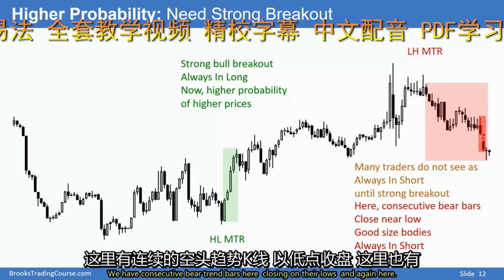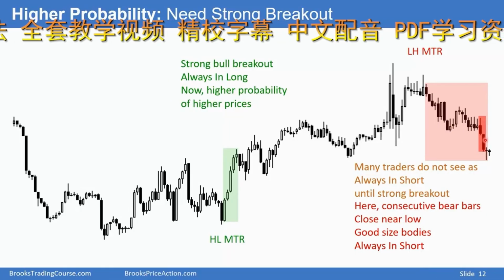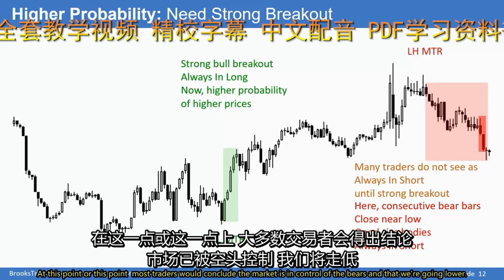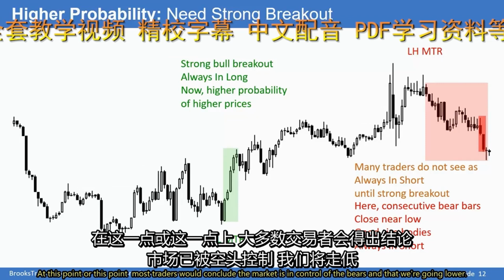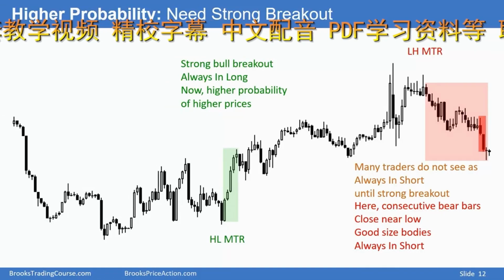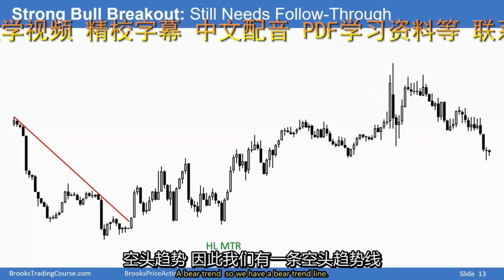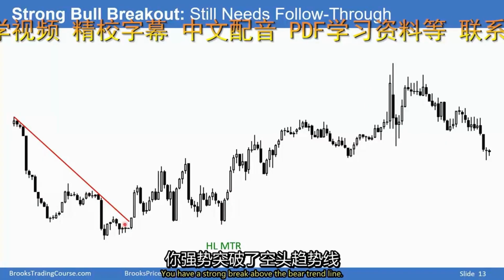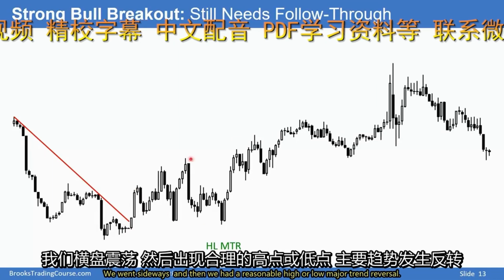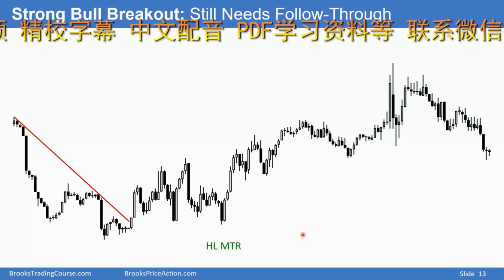Consecutive bear trend bars again. We have consecutive bear trend bars here, closing on their lows, and again here. At this point or this point, most traders would conclude the market is in control of the bears and that we're going lower. A bear trend, so you have a bear trend line. You have a strong break above the bear trend line. We went sideways, and then we had a reasonable higher low major trend reversal.